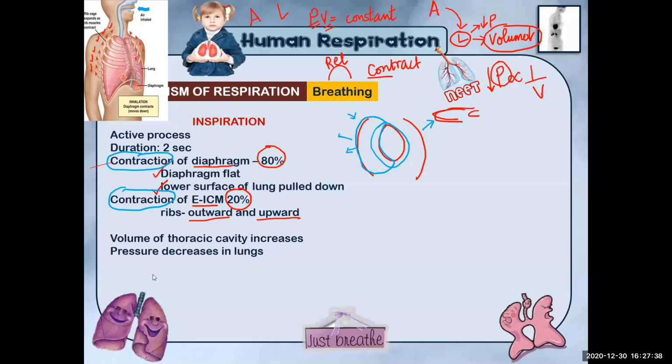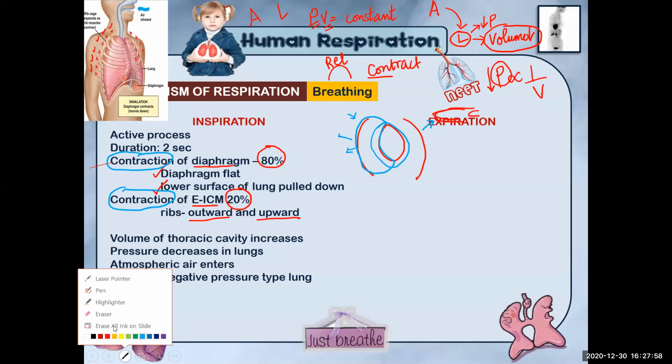All right. Now when the volume of thoracic cavity increases, pressure in the lung decreases. So air will gush in from the atmosphere. This type is called the negative pressure type lungs because the lung ka pressure is decreased. All right. Lungs pressure is decreased.